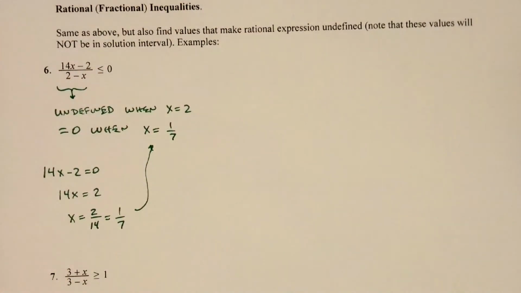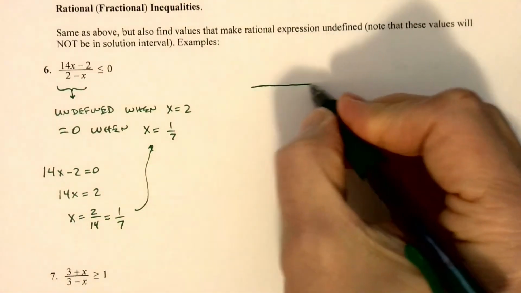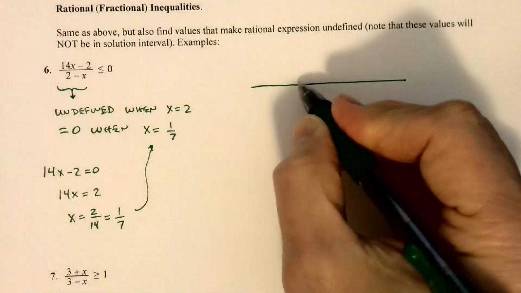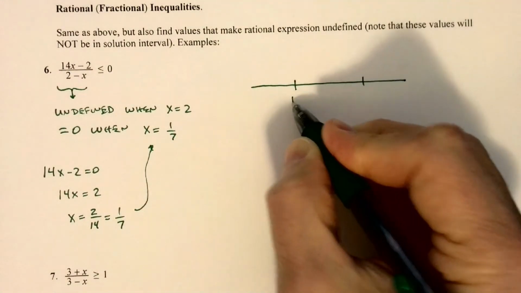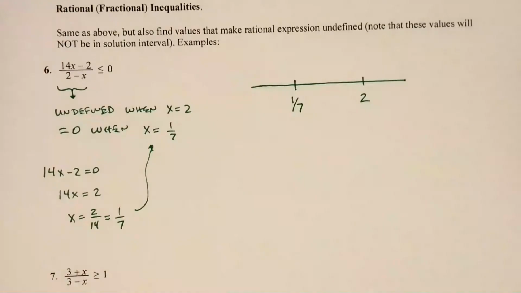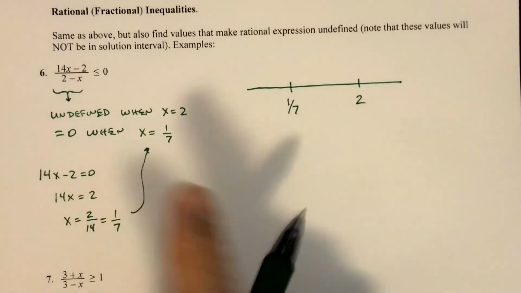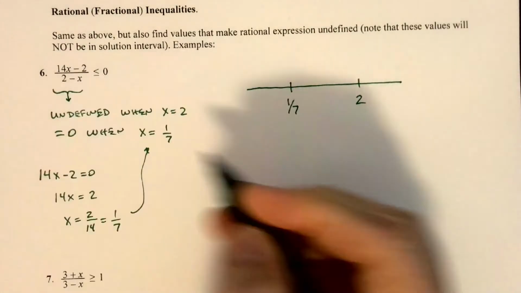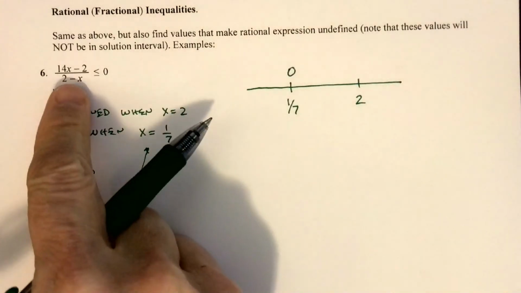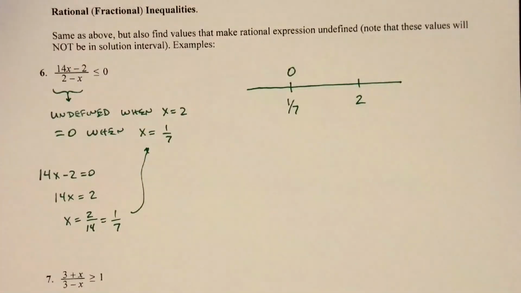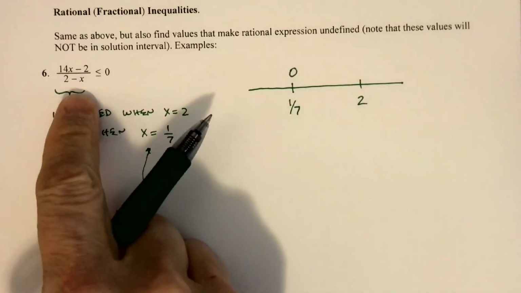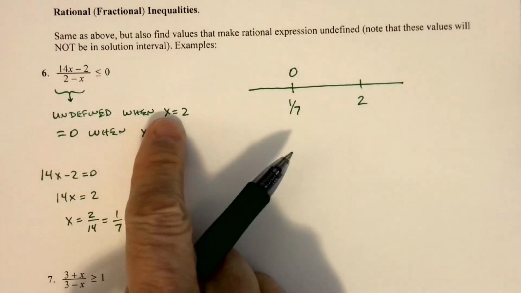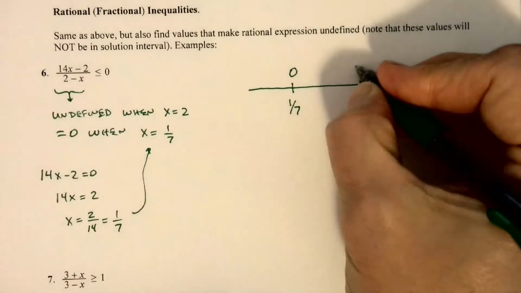So those are our two important values we need to put on our sign check. Which one's smaller, 1/7 or 2? 1/7. Okay, so I'll put the 1/7 to the left of 2. Now, when x is 1/7, this rational expression is going to be equal to 0. So I'll have 0 divided by whatever 2 minus 1/7 is, right? That's 13/7. So 0 divided by 13/7 is 0. That's the output to this rational expression. But what is it when x equals 2? It's not 0, it's undefined. And I put a u there to indicate that.